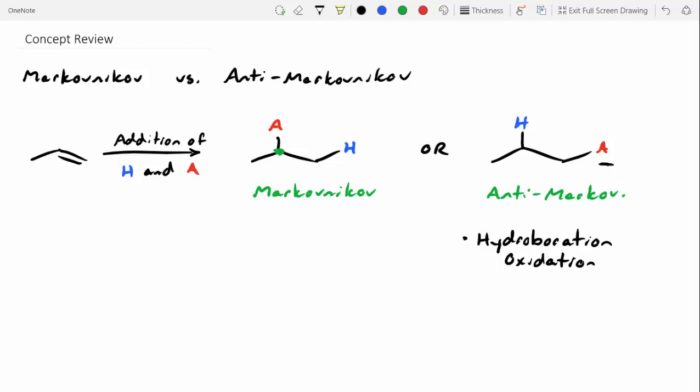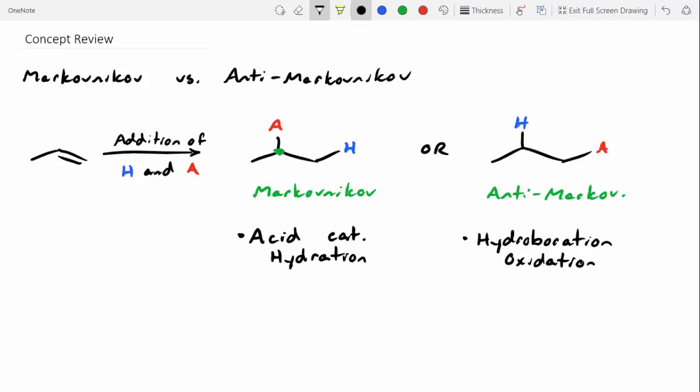What if we want the alcohol to be over here instead? What reaction is that? So what if we want Markovnikov addition of an alcohol? Does anybody remember? How about acid catalyzed hydration. So these are closely related, but they install alcohols on different positions. So acid catalyzed hydration.